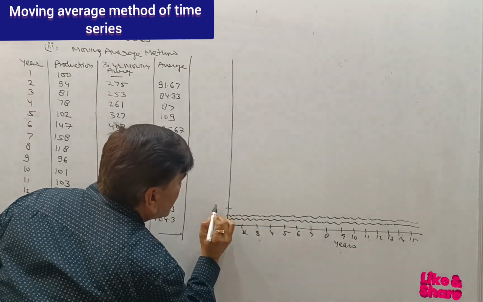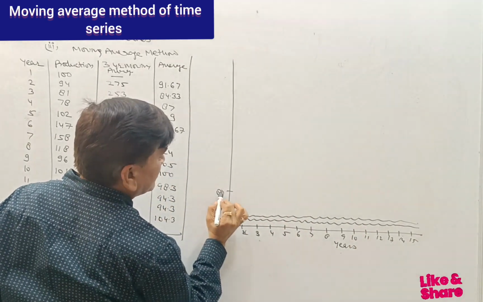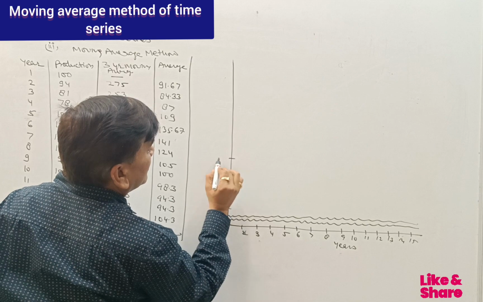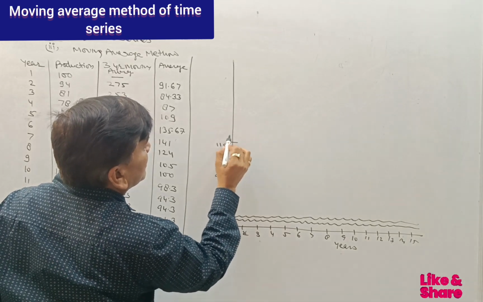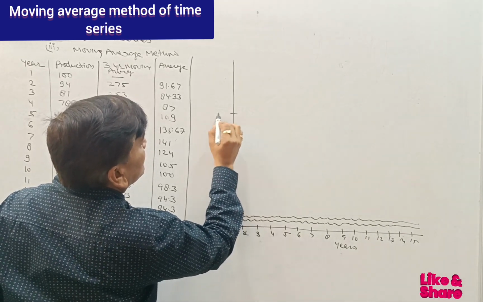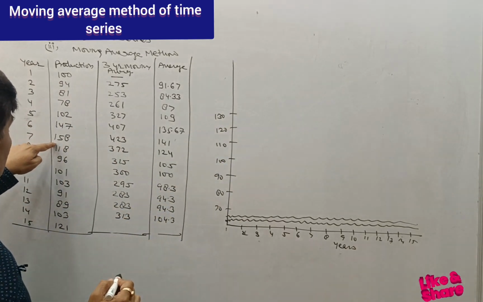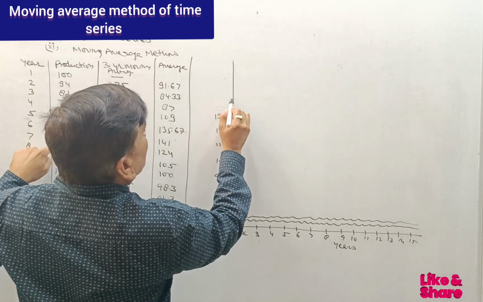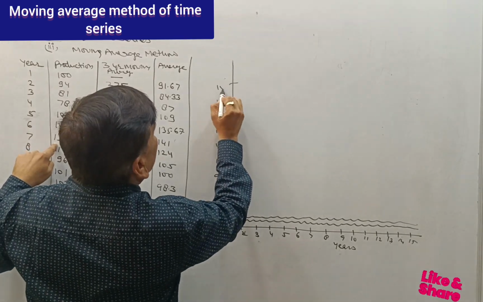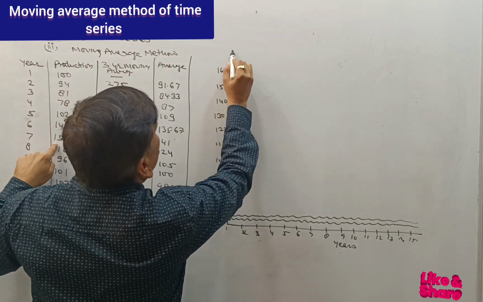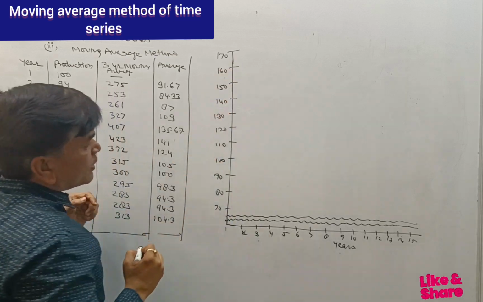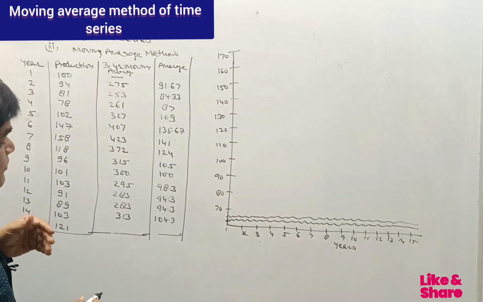So here we start 70, 80, 90, 100, 110, 120, 130, 140, 150, 160, 170, since 158 is the maximum. So firstly we will plot the original data.